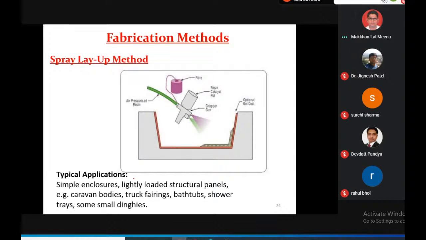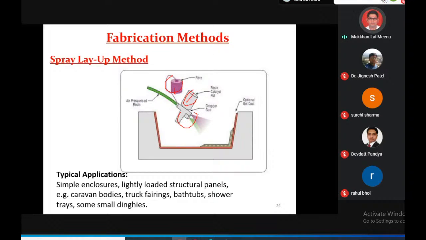For composite fabrication, these are the different fabrication methods which are used based upon the application and the requirements. We will discuss them one by one. The first one is the spray layup method. We can see in this diagram there is a chopper gun, and this is the pot for the resin catalyst, and this is the fiber.